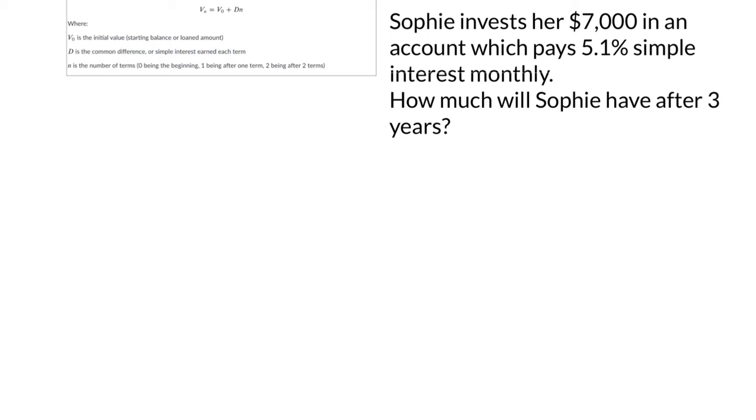Okay, here's another example. Sophie invests $7,000 in an account which pays 5.1% simple interest monthly.